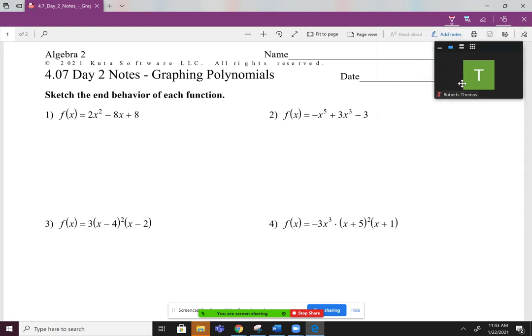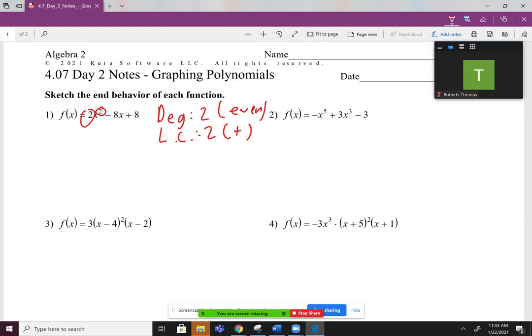Okay, so we know we did this yesterday by looking at the degree. So these first two are in standard form. So the degree is just the biggest exponent. So this one's going to be degree 2. Now what's more important to us now is that that's even. We have our leading coefficient here is actually also positive 2. That's the number out front. What's more important on that one is that it's positive.